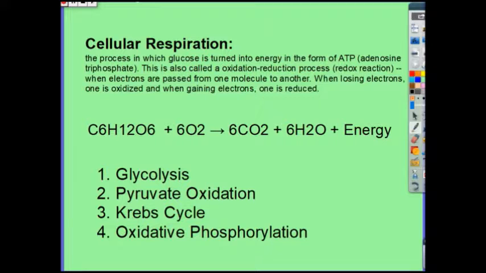Okay, today we'll be discussing cellular respiration. So cellular respiration is the process in which glucose is turned into energy in the form of ATP, which is also known as adenosine triphosphate.